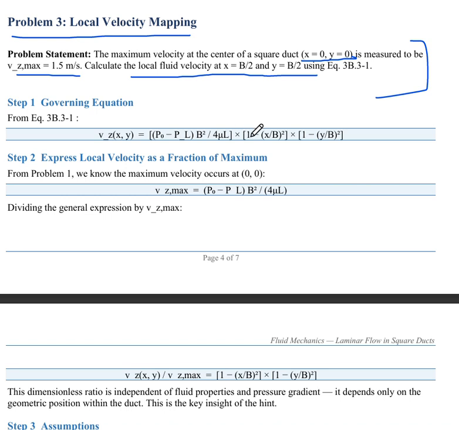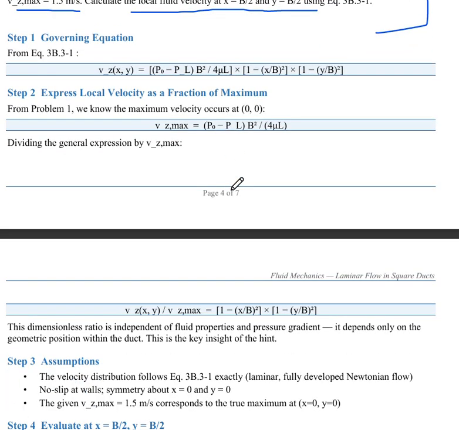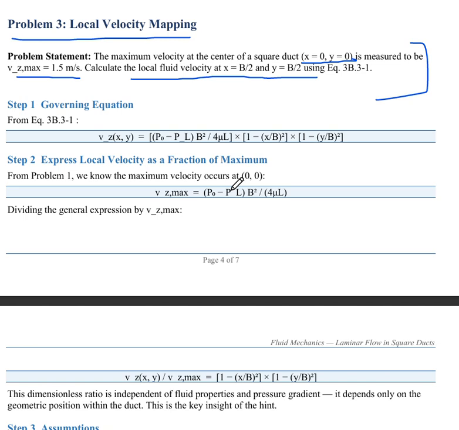Key concept here is that it introduces the dimensionless ratio. As we go forward in this problem, we will derive one dimensionless ratio by dividing the local velocity equation by the maximum velocity formula, this one. We get a ratio that depends only on geometry and not on the fluid's velocity, viscosity or pressure.